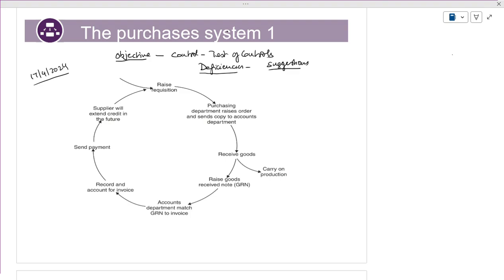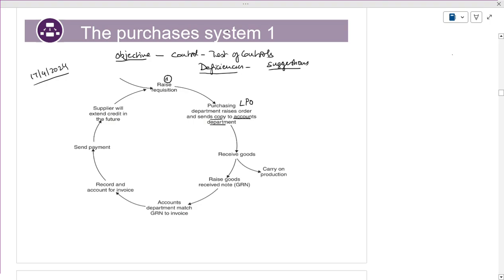Now, when you are doing purchases, what will happen first? You will raise a request. Then the purchase department raises purchase orders. Here we will have an LPO, local purchase order, which is nothing but a purchase order. They raise the order and send copies. They will send a copy to the accounts department also.